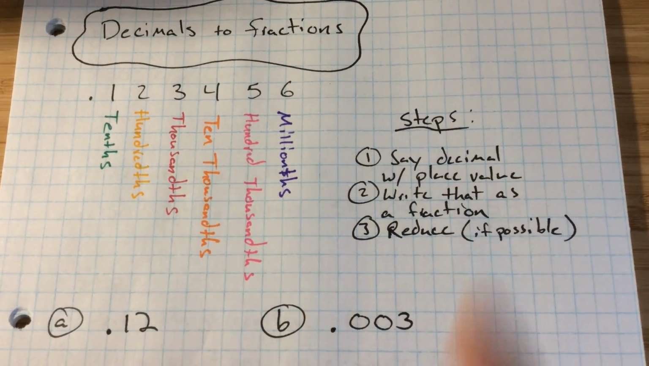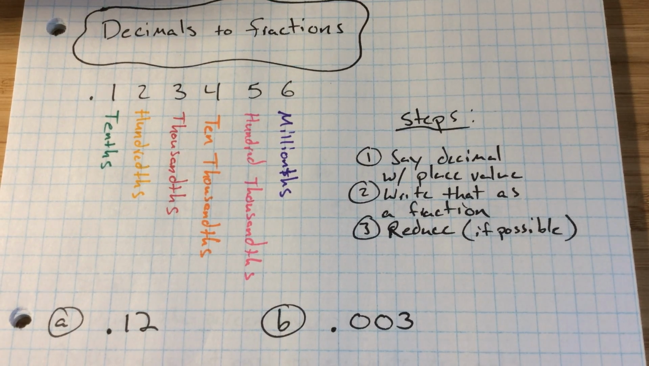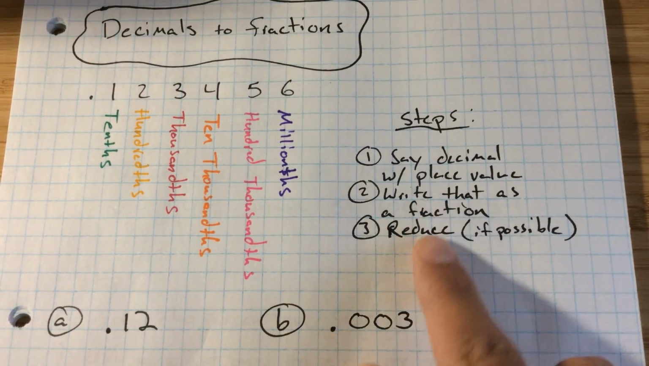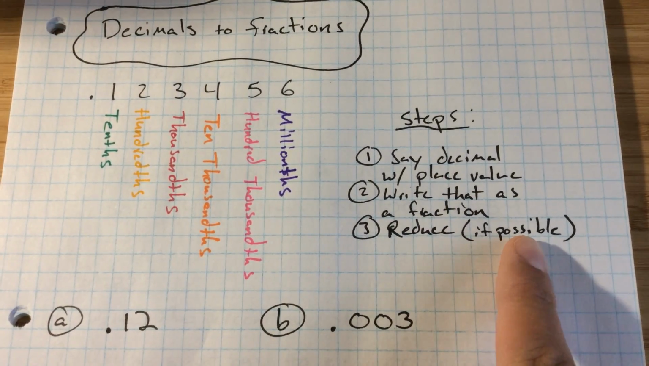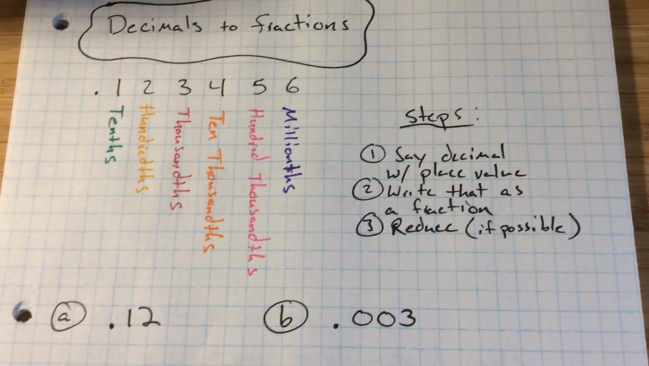Then you're going to write that as a fraction. So what I just said when I said that with place value, those are fractions. Once you write it as a fraction, you're really good. But then at the third step, you should reduce it if possible. Always try to reduce your fractions if you can.